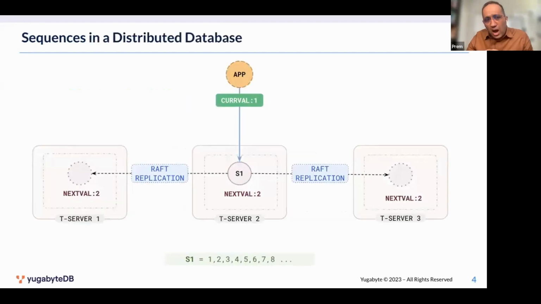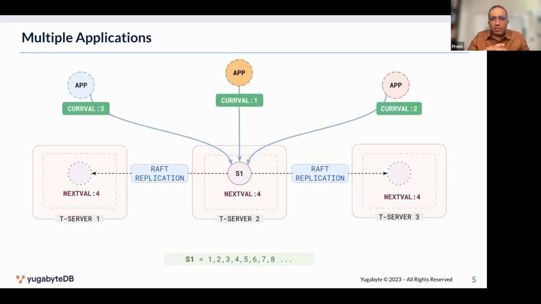So let's see how sequences are implemented and stored in a distributed database like YugabyteDB. The state of every sequence is stored in a special system table called sequences_data. For fault tolerance, the state of the sequence is Raft replicated just like any other row of any other table. This will ensure that even if the leader goes away, another follower will have the most recent state of the sequence.